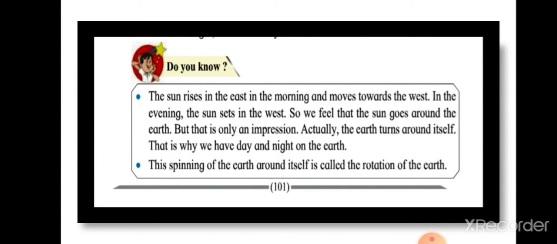Do you know the sun rises in the east in the morning and moves towards the west? In the evening, the sun sets in the west. So we feel that the sun goes around the earth. But that is only an impression. Actually, the earth turns around itself. That is why we have day and night on the earth. This spinning of earth around itself is called the rotation of the earth.